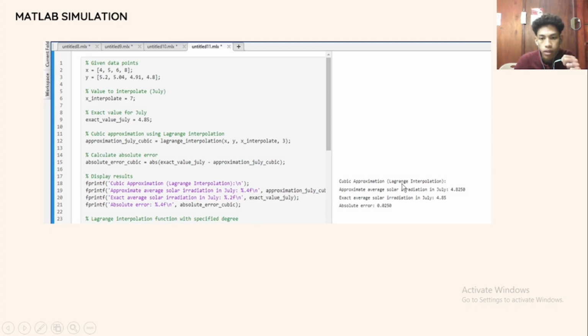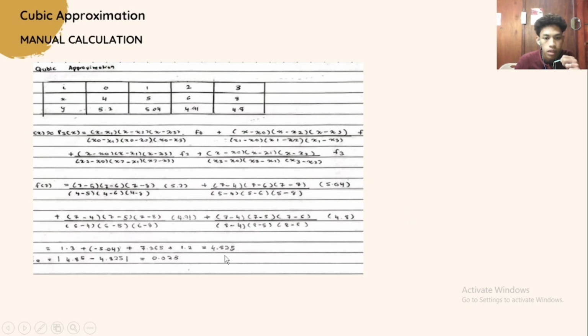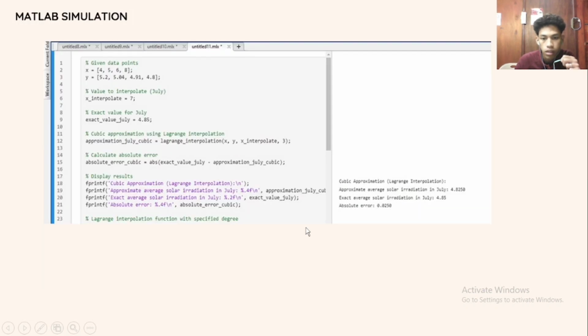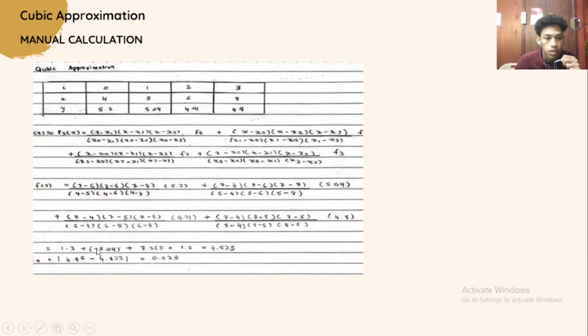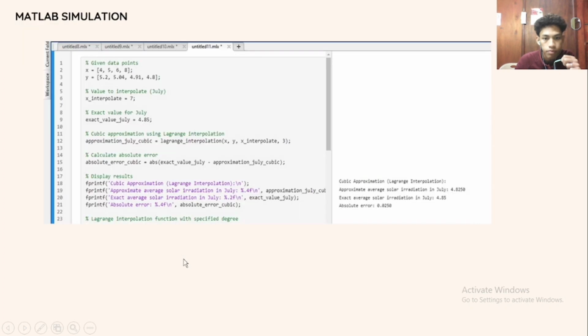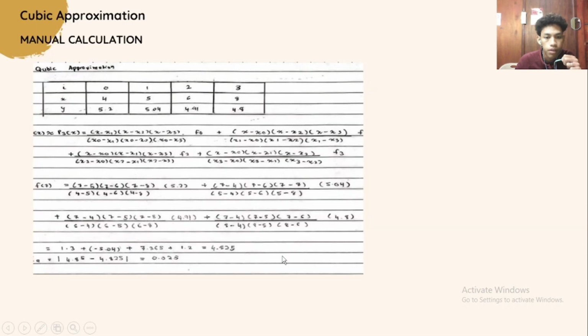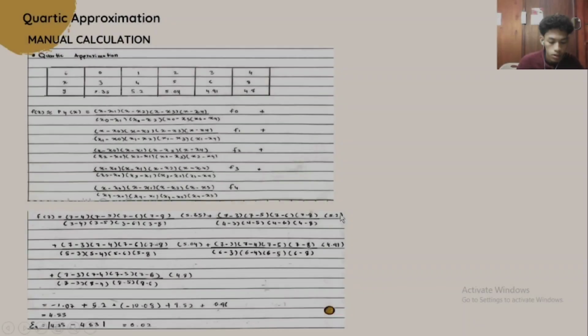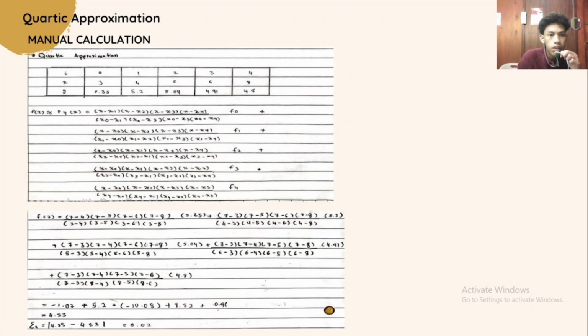the result in the MATLAB is approximation average solar irradiation in July is 4.8250. So which is same as the manual calculation here. And then our exact value is 4.85, which is this one. And then the absolute error is 0.025. So this one, same as the manual calculation, 0.025. So the last one is a quartic approximation.